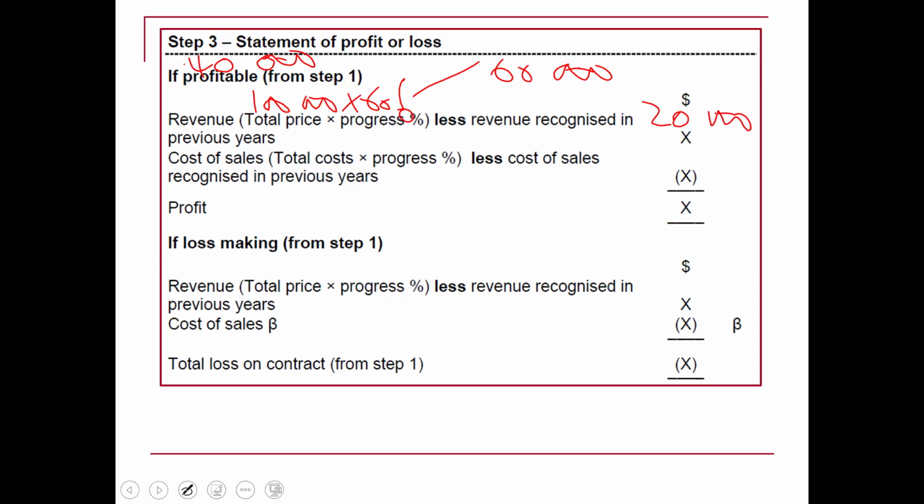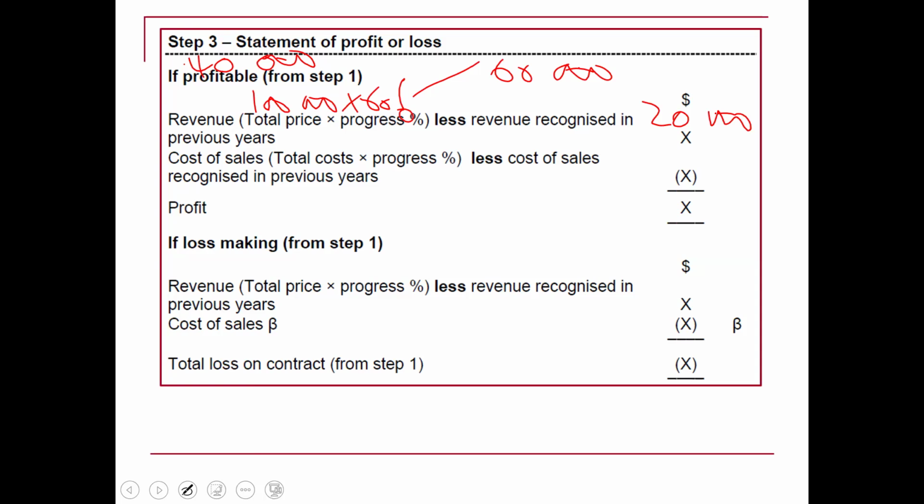We multiply it by the same progress percentage we would have calculated in step number 2. We subtract any cost of sales we would have recognized in the previous years for us to determine profit specific to this year. So this is what we do when we have determined that the project is profitable.